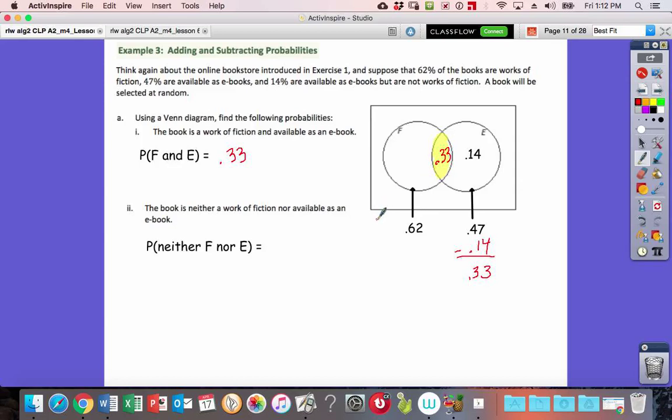I want to know the probability that neither F nor E, neither one. Well, if I want to know neither one, these are probabilities. I know 100% would be all the books. But I need to know how many are in this area so I can subtract it off. To figure that one out, I have to do 0.62 minus that 0.33. And I would get, let me get my calculator out, a 0.29.